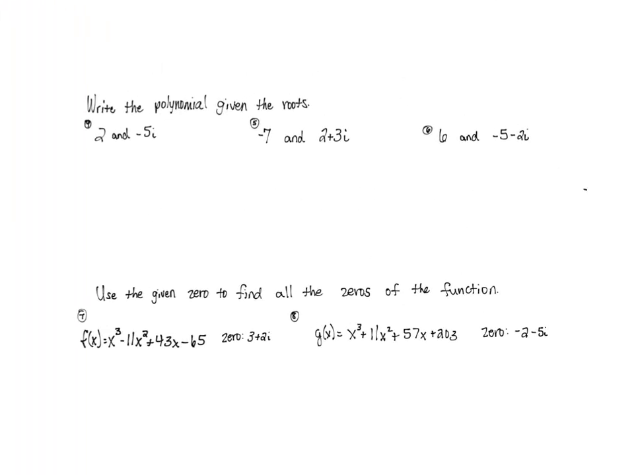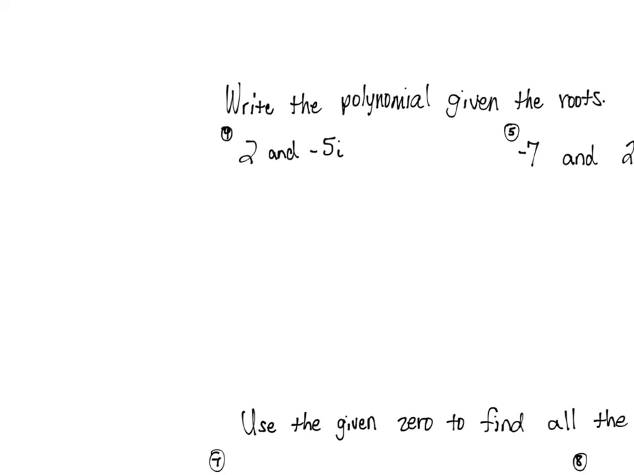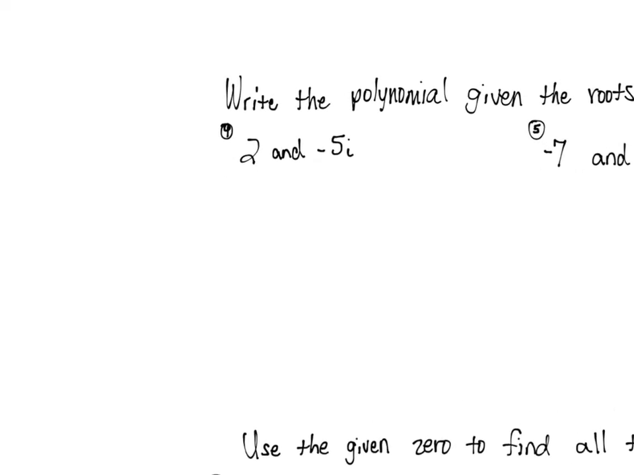Look at the last page of our notes. We have a couple of extra examples. For examples 4, 5, and 6, we're just writing the polynomial given the roots. So these roots are what x is equal to. So this is telling us, for example 4, 2 and negative 5i. So x is equal to 2 and x is equal to negative 5i.